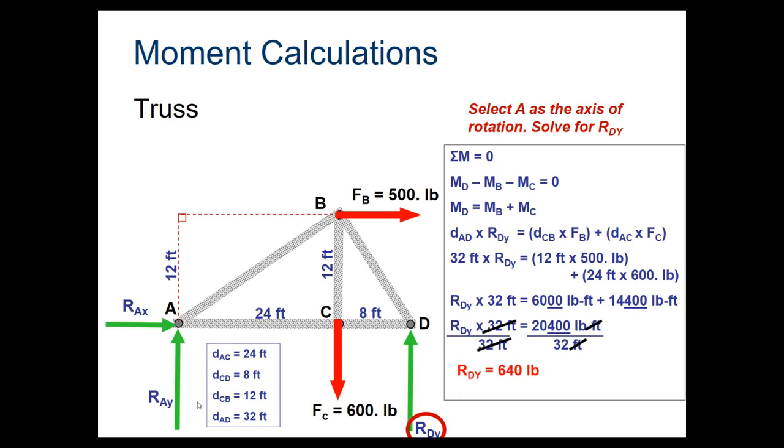It's kind of weird, but this is an unusual case because of this force up here at B. We actually come up with RAY having to go the opposite direction. If you added all those forces together, RAY plus RDY should equal FC. However, in this case, RAY plus 640 equals 600, which means RAY is actually negative. And what does that mean? Well, that just means that when I drew my picture, I assumed it was going up. But if I get a negative value, that means I drew it the wrong direction. And that's okay. It's not a big deal. That just means that I drew it going up, but it's actually going to be going down.